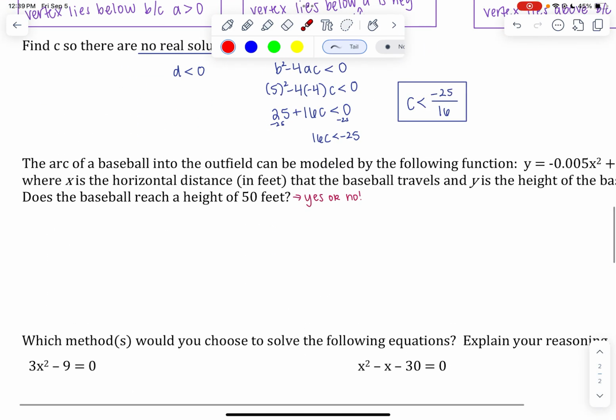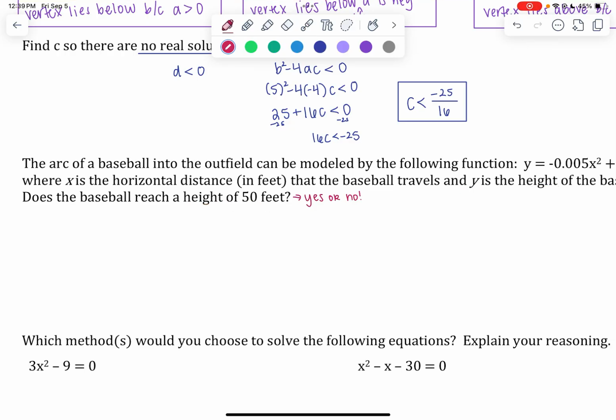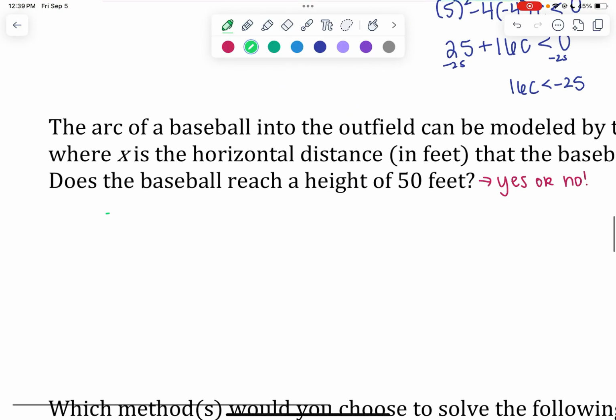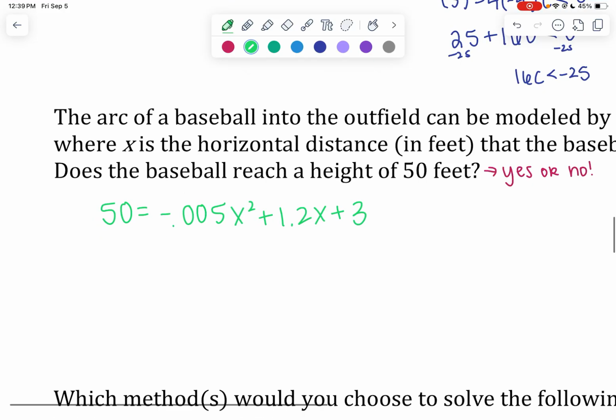So the question says, does it reach a height of 50 feet? And we knew that y is the height of the ball. They told us that. So instead of y, I'm going to replace that with 50. So now I'm going to have 50 equals negative 0.005x squared plus 1.2x plus 3. Okay? I don't have to solve this. I just need to know if it's going to give me real solutions or imaginary solutions. Now, to use the discriminant, it has to equal 0. So negative 0.005x squared plus 1.2x. If you subtract 50, you're going to get negative 47. Now it equals 0. Okay?